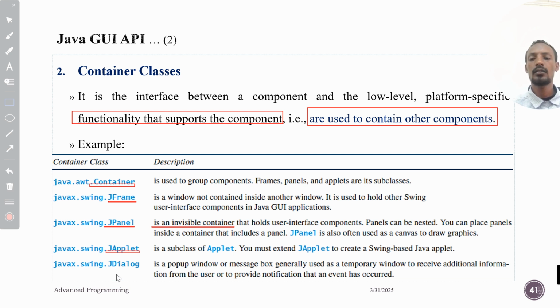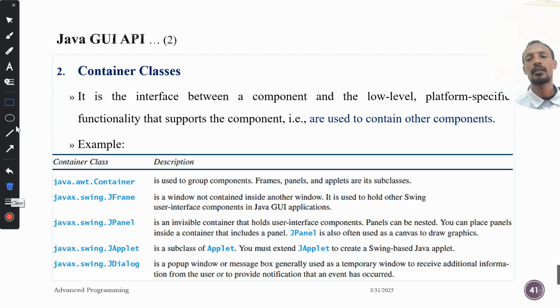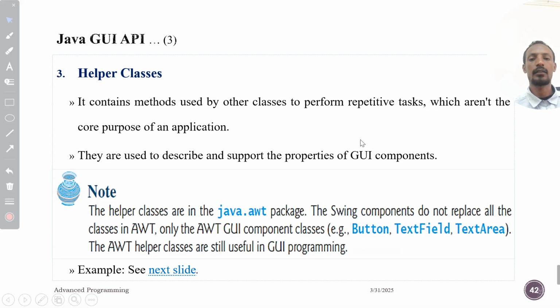And the last one is JDialog, a pop-up window or message box. These are generally used as a temporary window to receive additional information from the user or to provide notification that an event has occurred. This is all about the container classes. The third type is helper classes.